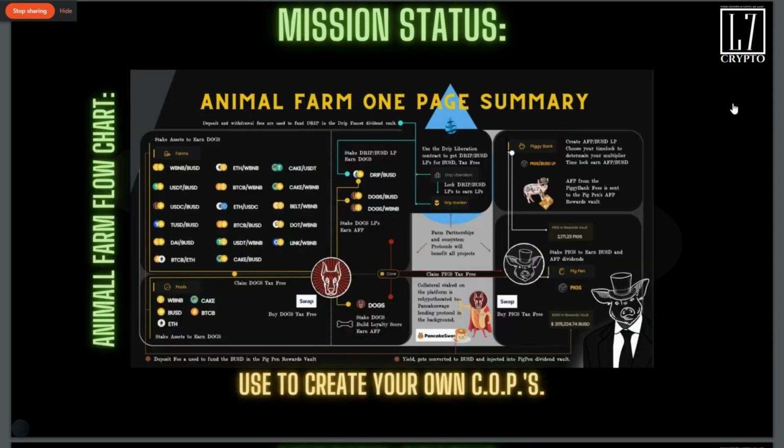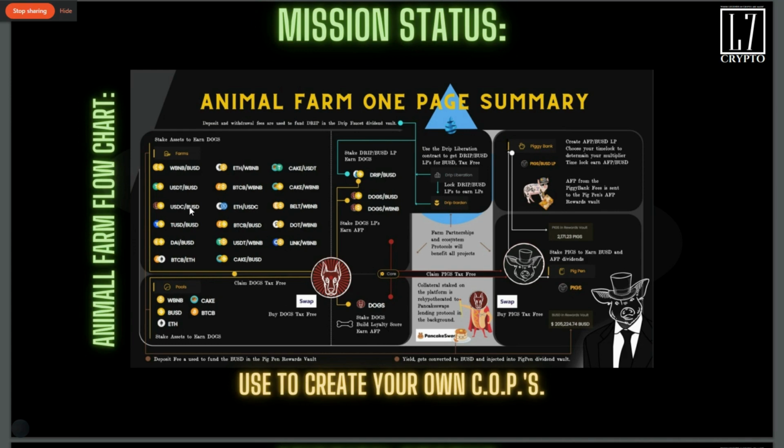This is the flow chart that we were provided by Forex. This is to help you create your COPs. You can even see them here where it says deposit and withdraw. You can use to fund your drip and the drip faucet, the individual vault. So you can just go with the flows. You can say, well, I want to earn this. I want to earn dogs. You can stake your dogs, build loyalty score, and you earn pigs.